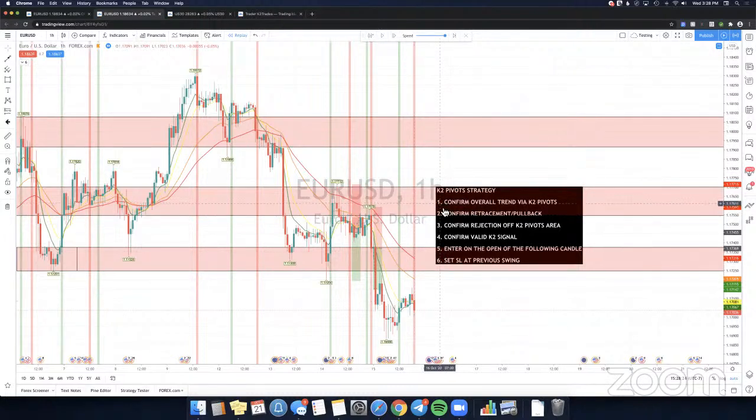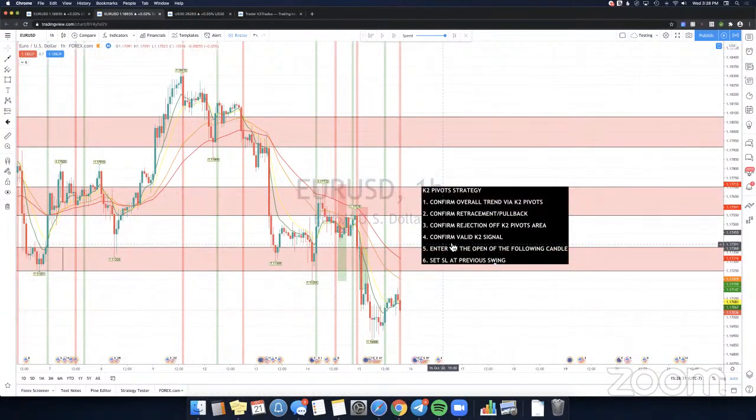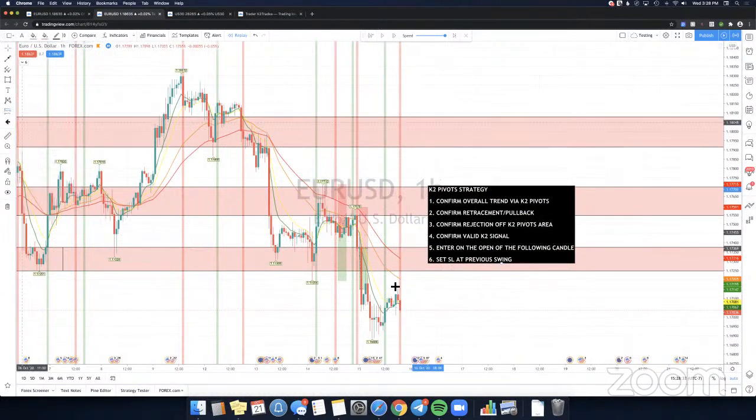So the first 3 requirements have been met. The last requirement, confirm the valid K2 signal. Right here, we have a valid sell signal. So once those are met, you enter another short position right here.